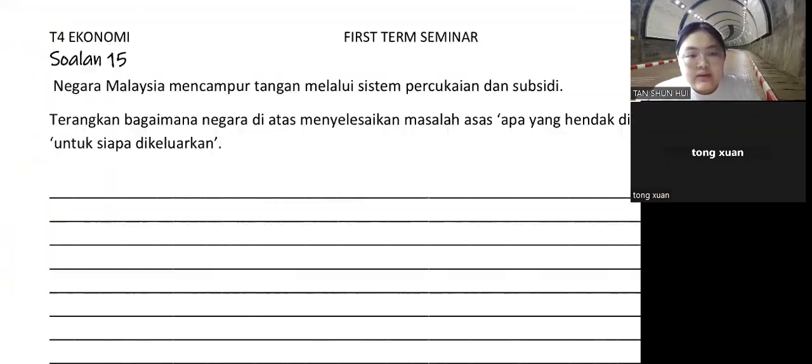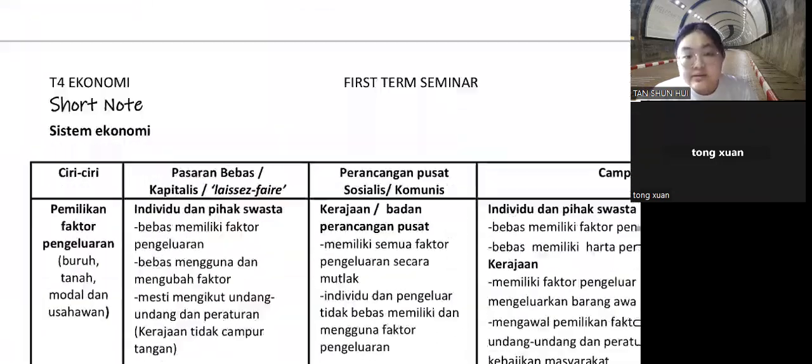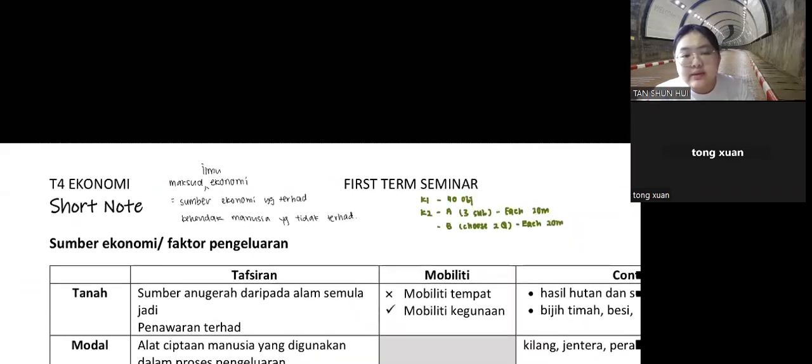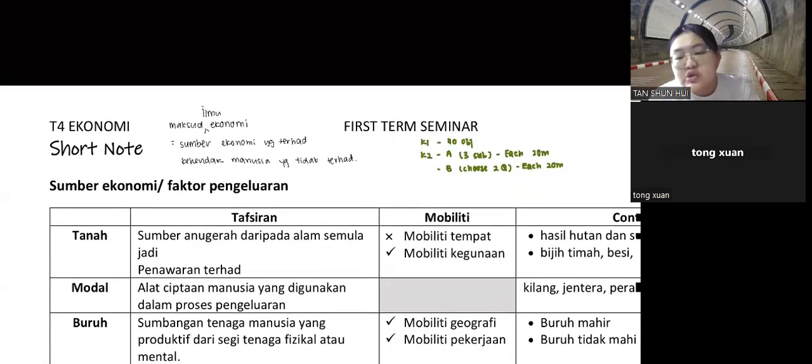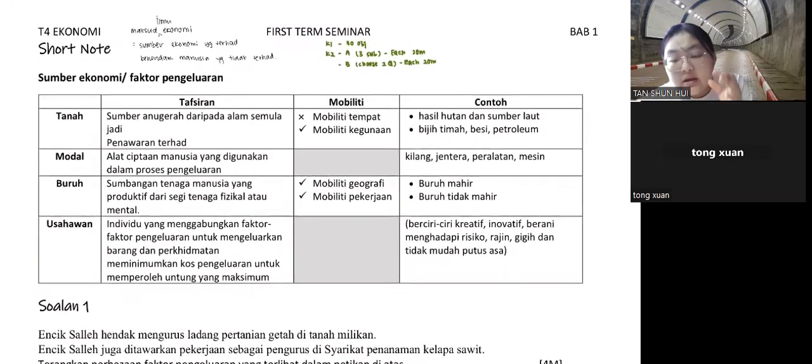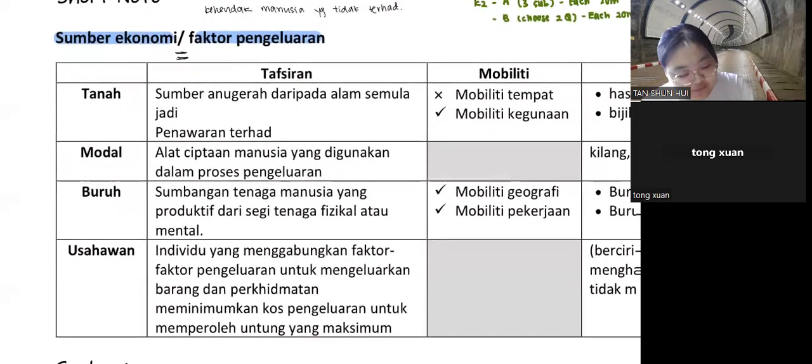Okay, can ya? Now, in the second part, we keep mentioning sumber economy is terhad, limited. All right, we keep mentioning that. Limited resources is limited. Sumber economy is limited. Then what kind of sumber economy we have? Now, be aware, yeah? Sumber economy and faktor pengeluaran are the same thing. They are the same. So how many types of sumber economy we have? We have 4. 4 jenis.